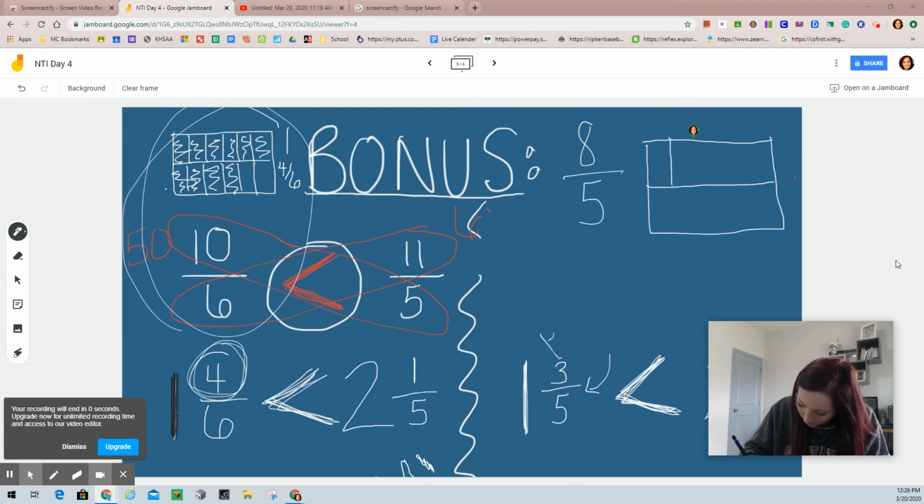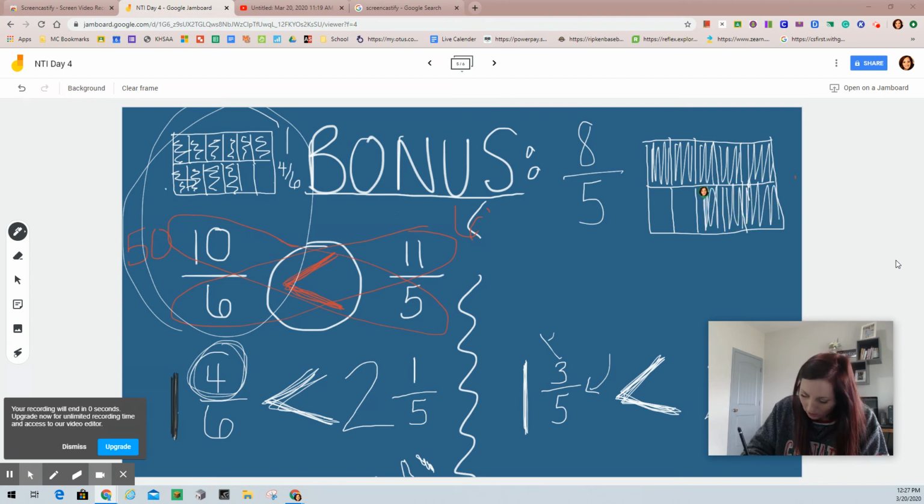1, 2, 3, 4. 1, 2, 3, 4. Okay, so I'm coloring in 8 of these. 1, 2, 3, 4, 5, 6, 7, 8. There's my 1 whole because I've got 5/5, and then I have 3/5 right here. Therefore, I know that 8/5 is the same thing as 1 and 3/5.